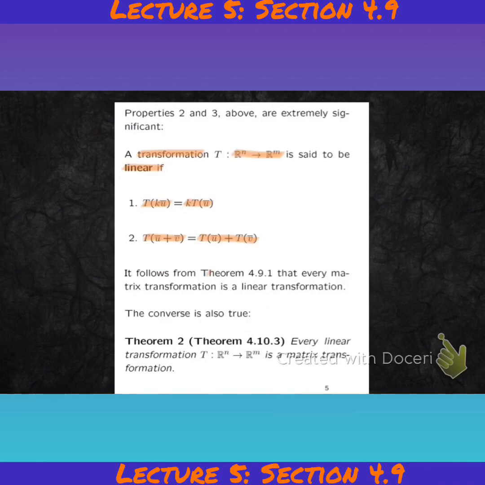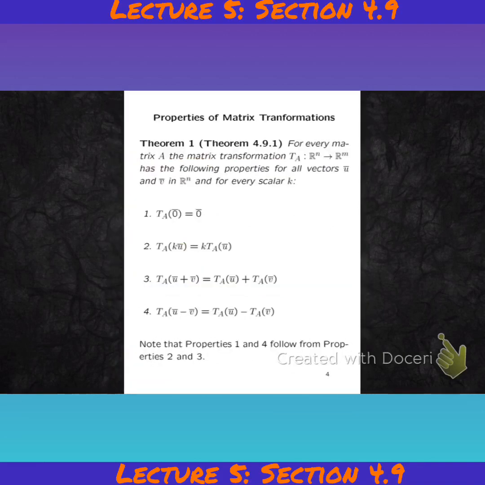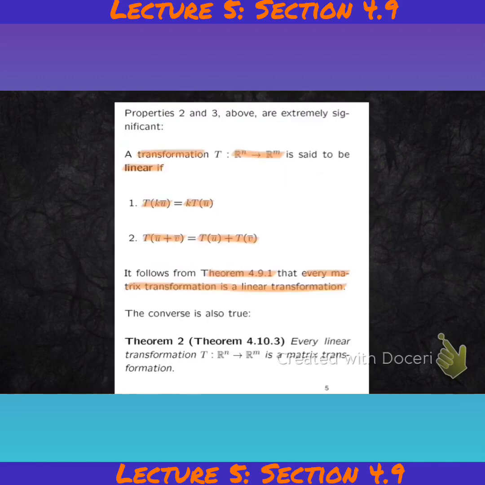Now it follows from Theorem 4.9.1 that every matrix transformation is a linear transformation. Right, now if we go back to Theorem 4.9.1, you can see that this matrix transformation has that scalar property, and it also distributes over the sum of two vectors. So 2 and 3 imply that every matrix transformation is a linear transformation. Right, so the converse also happens to be true, and that is Theorem 4.10.3.